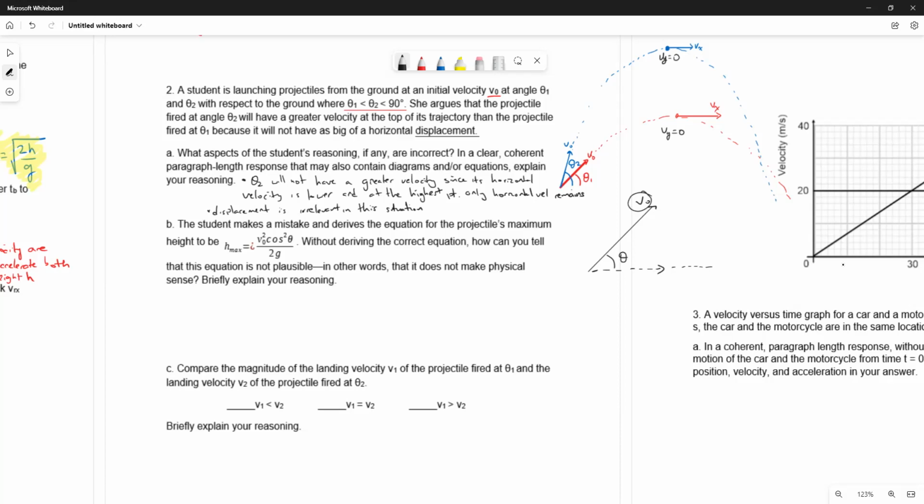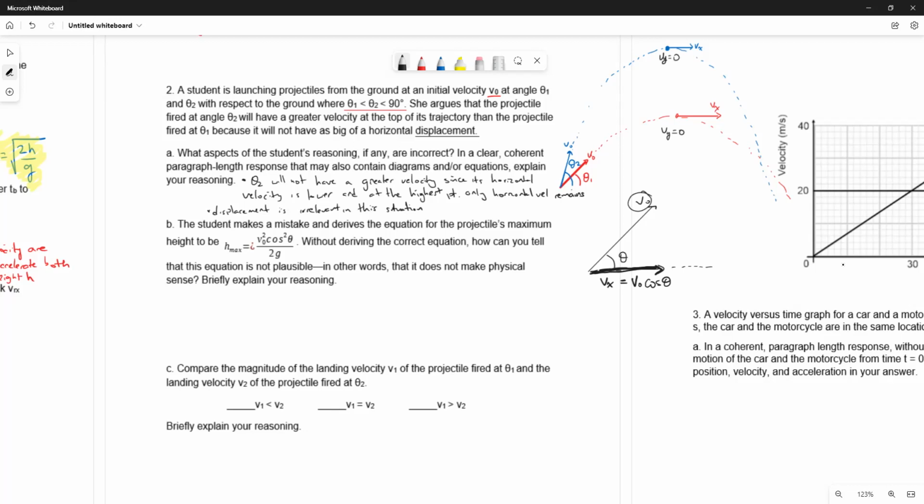All right. For part B, it says the student makes a mistake and derives this equation for the projectile's maximum height, h max equals v0 squared cosine squared of theta over 2g. We don't want to derive a separate equation to correct it. We just want to look at it and explain what's wrong with it. Basically, if we look back to this diagram here, the velocity in the x direction is going to be equal to my launch velocity times the cosine of theta, because cosine is relevant to the adjacent side of the angle, not the opposite side. So we're looking at Vx equals V naught cosine theta.